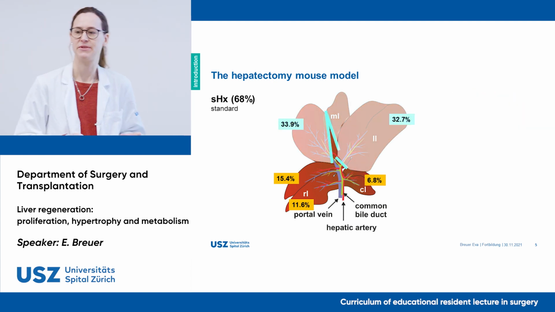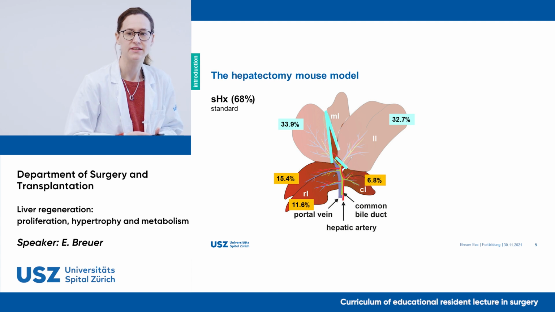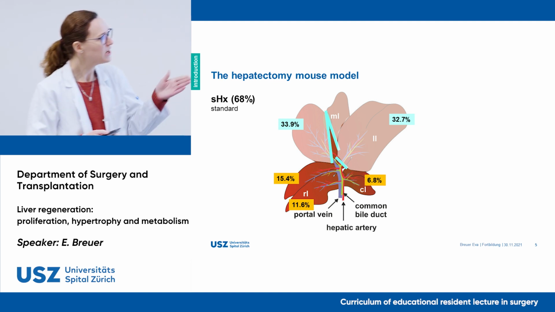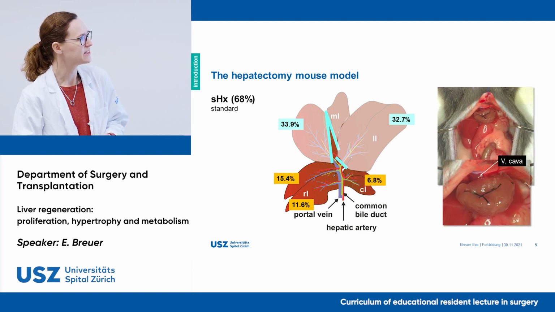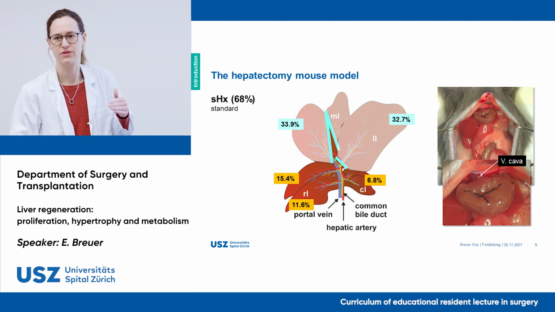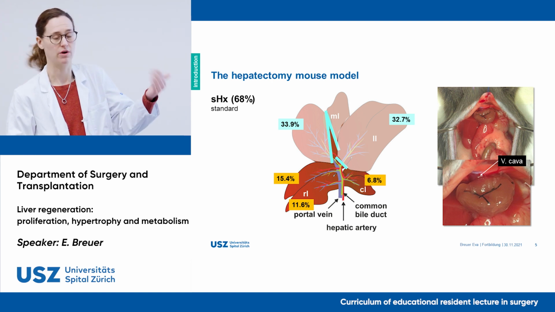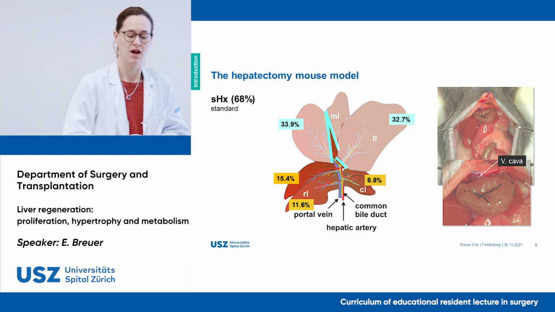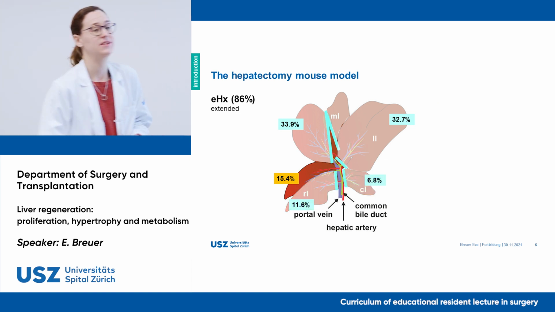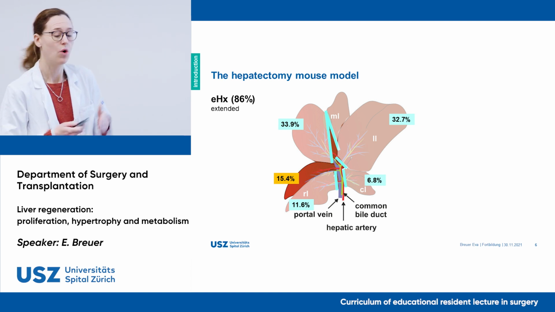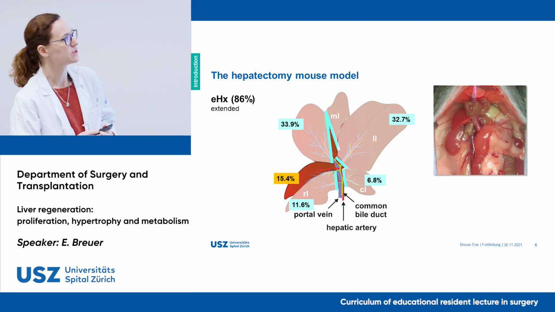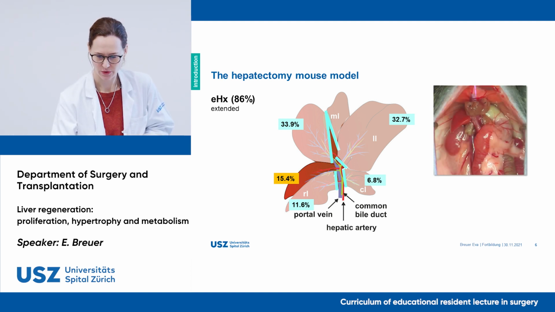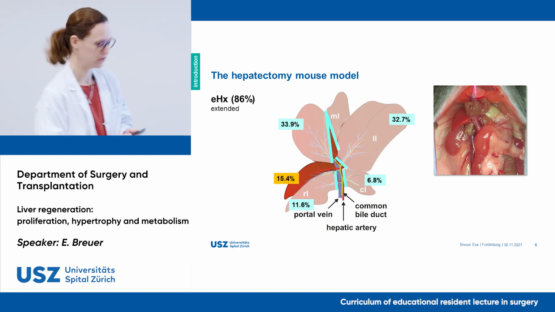Our standard hepatectomy model is a 68% hepatectomy where we take away the middle lobe and the left lobe. This looks like that in the animal, and you can see that we really try to take away most of the tissue of the segments. On the other hand, we have the extended hepatectomy model where we take away the caudate lobe and the right anterior lobe. In situ, this looks like that. What is left is only this right posterior lobe, and this is sufficient for most of the mice to survive.